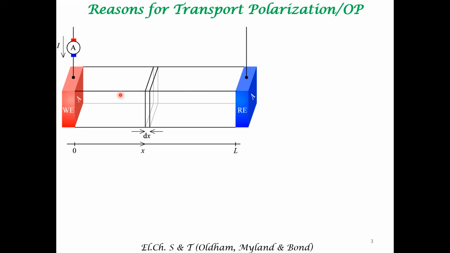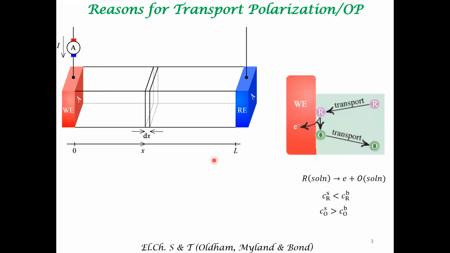We will move on to reasons for transport polarization or transport overpotential in such a case. What we have in mind is this kind of a system, where R in solution gets transported to the electrode surface, gives off an electron to the working electrode, and generates a species O, which is the oxidized species. R indicates a reduced species. This O indicates an oxidized species. So there is an oxidized species here.